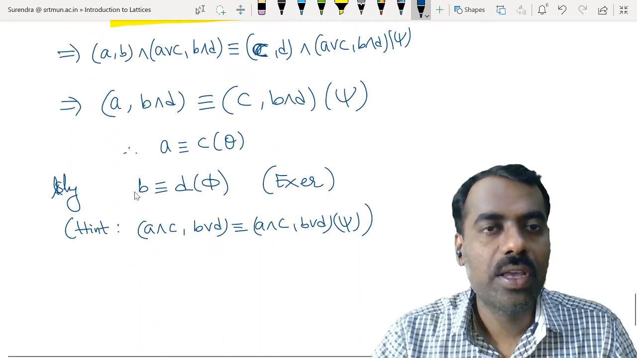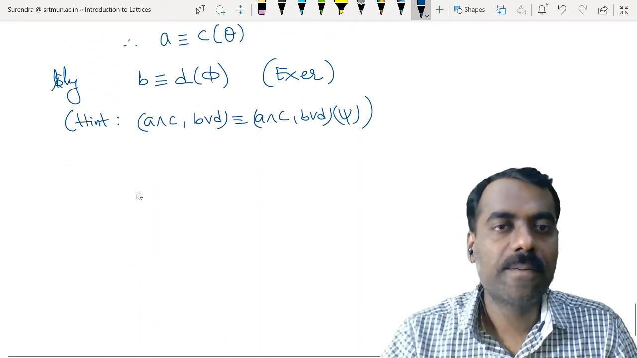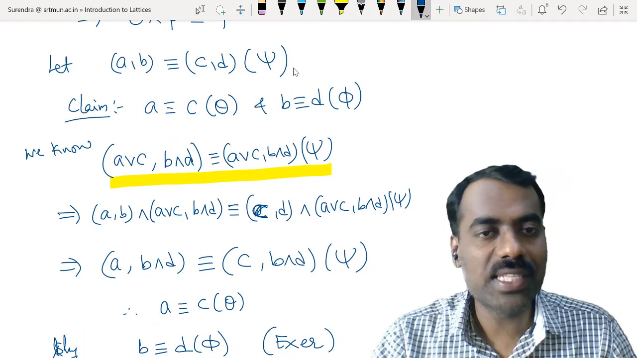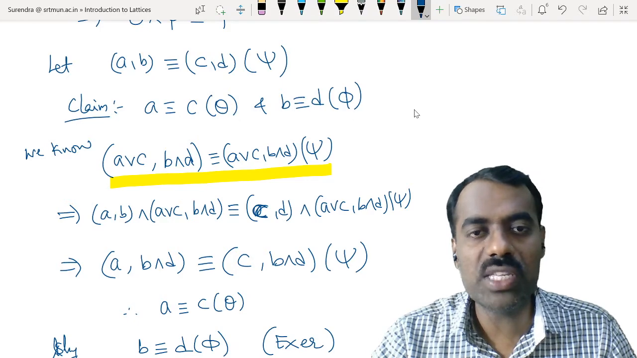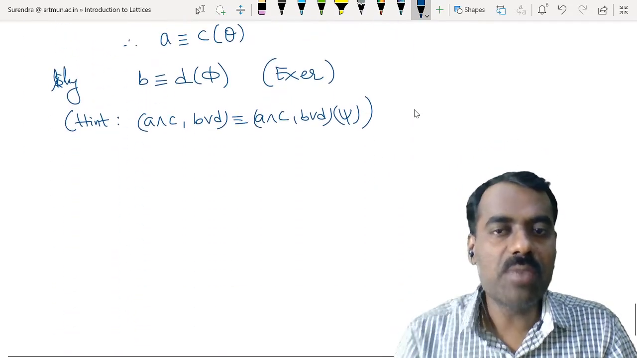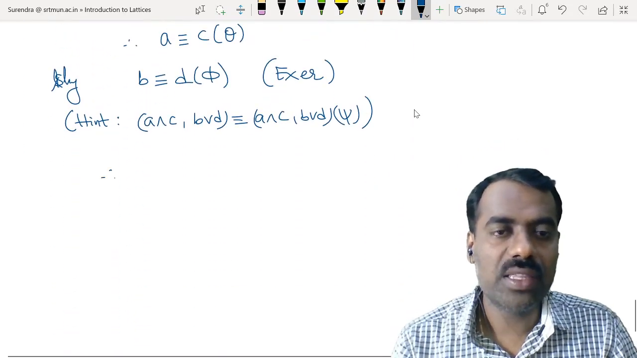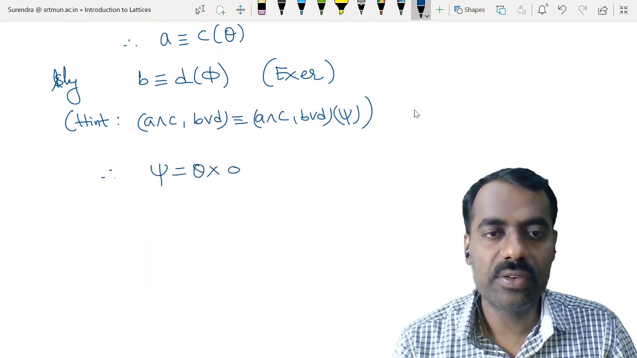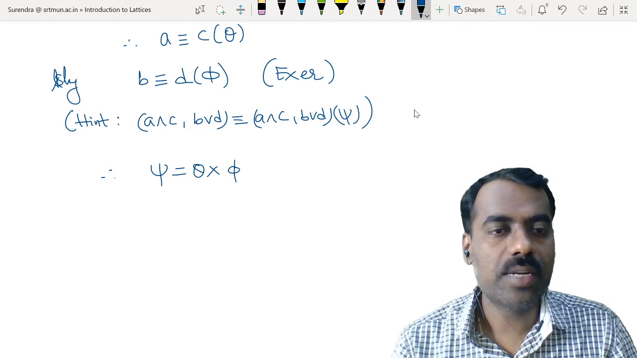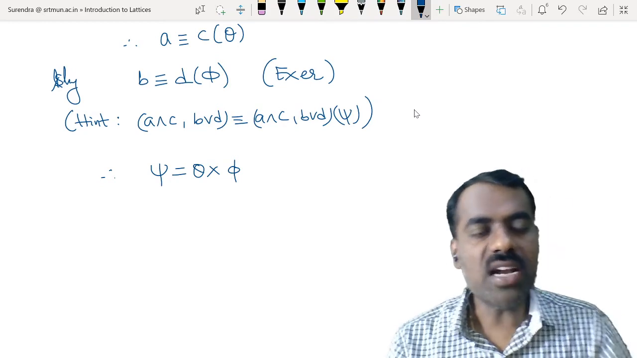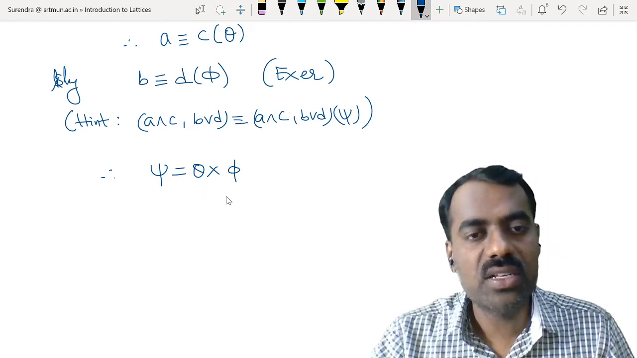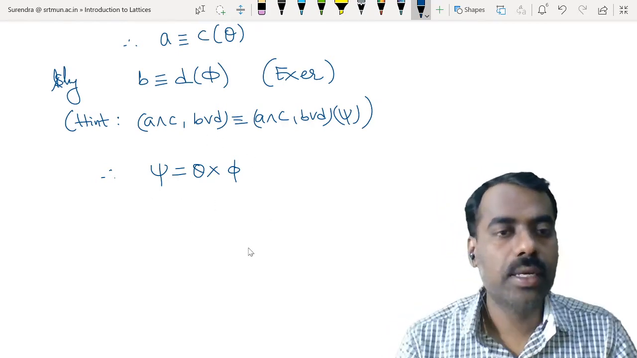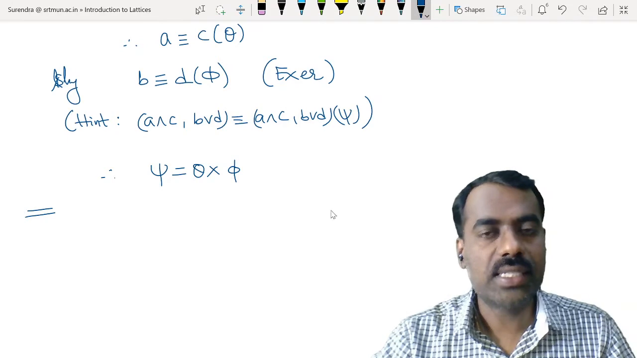Is this clear? So therefore we have proved that whenever (a, b) is congruent to (c, d) modulo psi, then a is congruent to c modulo theta and b is congruent to d modulo phi. Therefore this psi is nothing but theta cross phi. Is this clear? That proves that any congruence relation on L cross K should be of this form, right? Fine. So this is a nice result.